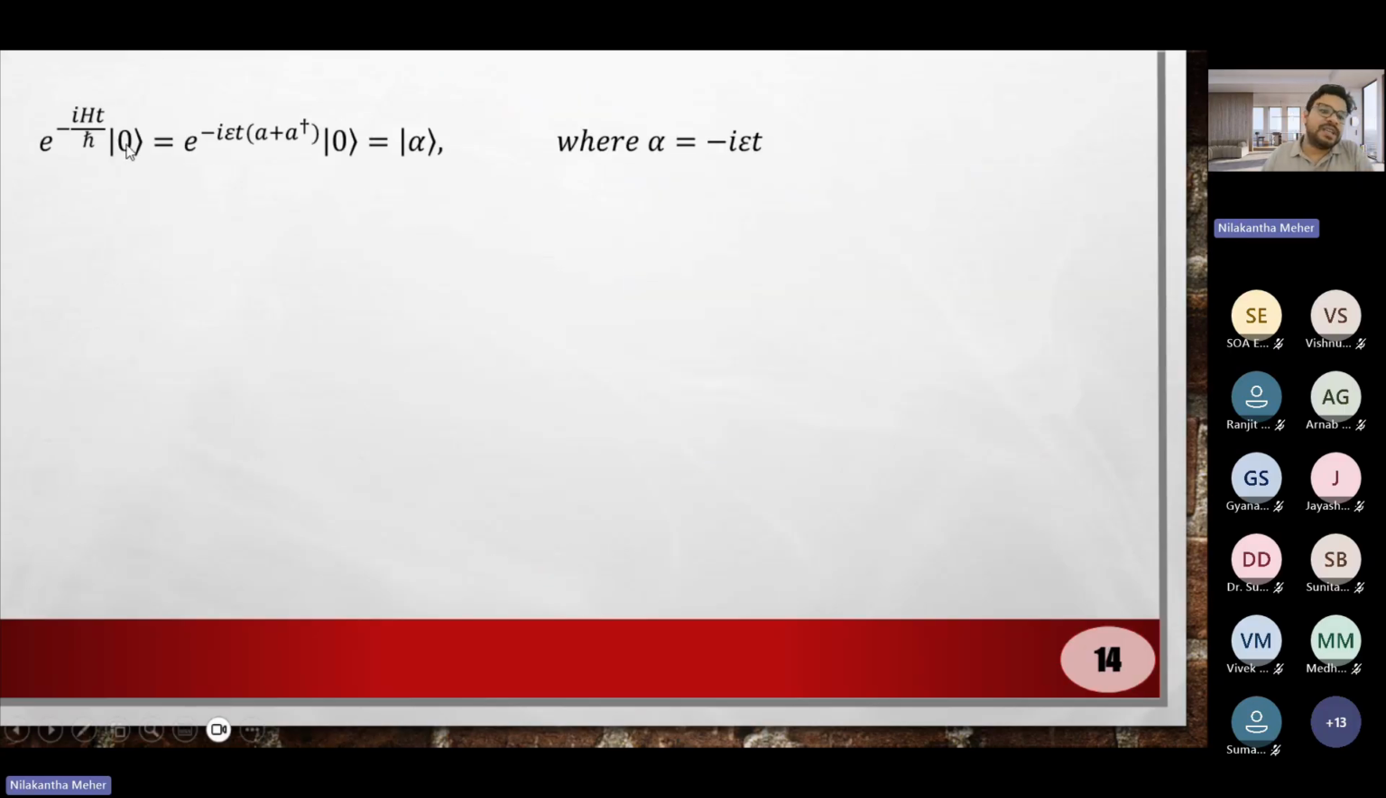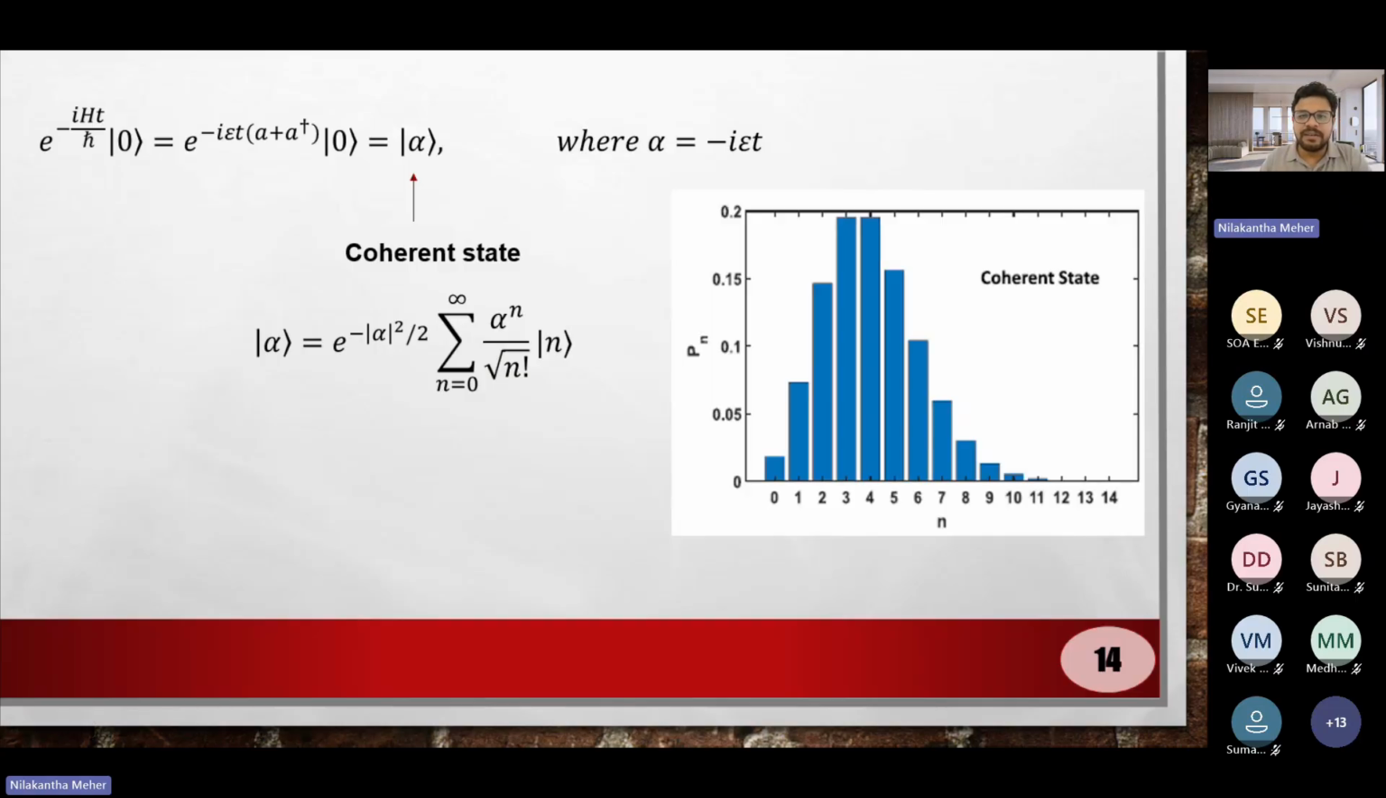As the cavity started in the vacuum state, that is ket 0, it is now evolving unitarily. And this gives a state alpha. I'll tell you what alpha is. Essentially, this alpha is the coherent state. And how it looks in the photon number basis: this is a superposition of all the number states. This coherent state is a superposition of all the number states. We can see here the photon number distribution is a Poissonian photon number distribution.